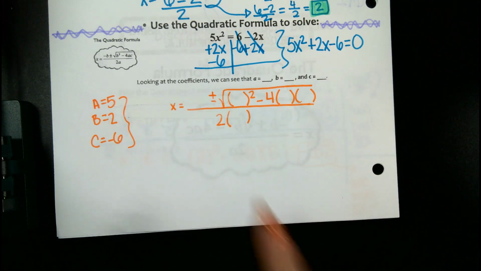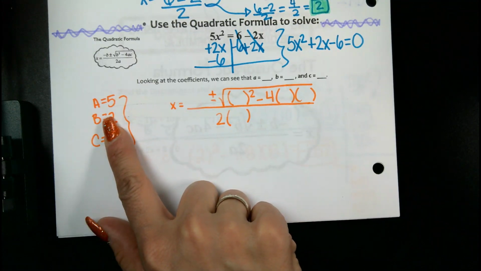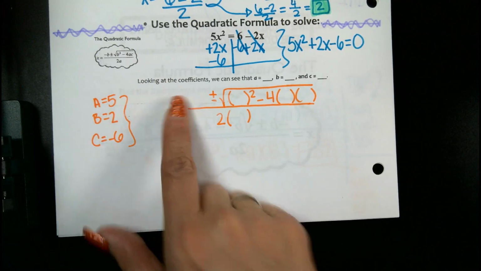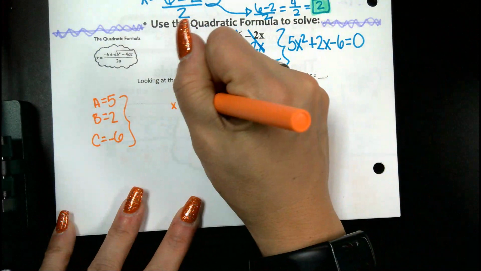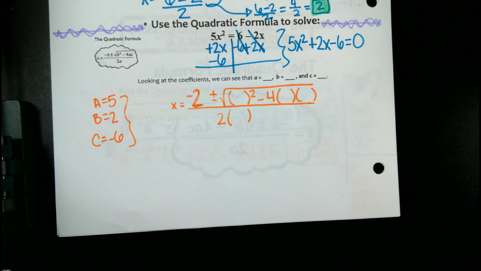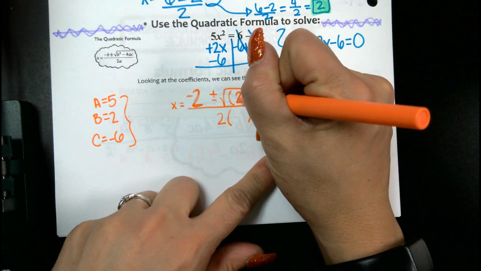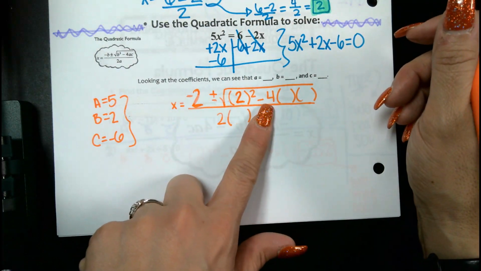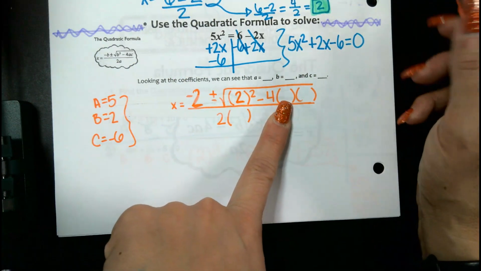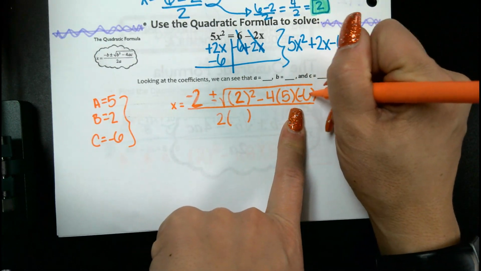Okay, so again, the very first number that you put here is the opposite of B, not original B, opposite of B. So what goes first? Negative 2 plus or minus, and then big radical, because then under the radical, we have to do b squared minus 4ac. So original b, 2. So I have 2 in parentheses squared, minus 4, parentheses, what number goes? 5. And then the second set of parentheses would be c, which is negative 6.